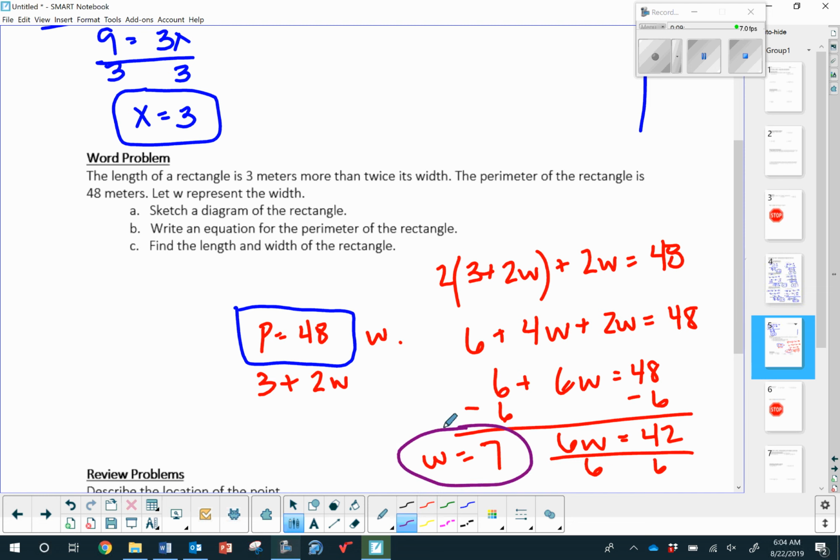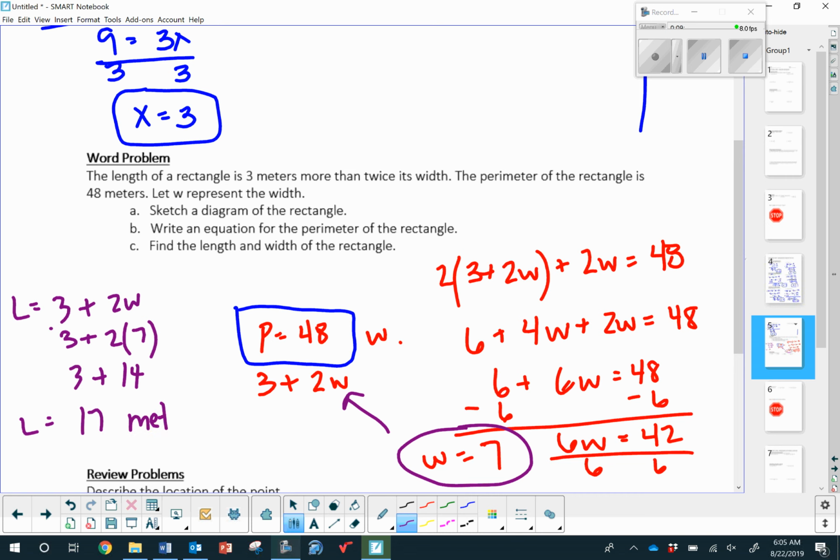Now, it says find the length and the width. We only found the width. We haven't found the length. So in order to find the length, we're just going to substitute 7 right back into this expression. So we're going to have the length equals 3 plus 2w. So 3 plus 2 times 7, which then would be 3 plus 14. So the length is 17 meters. I should add meters over here.